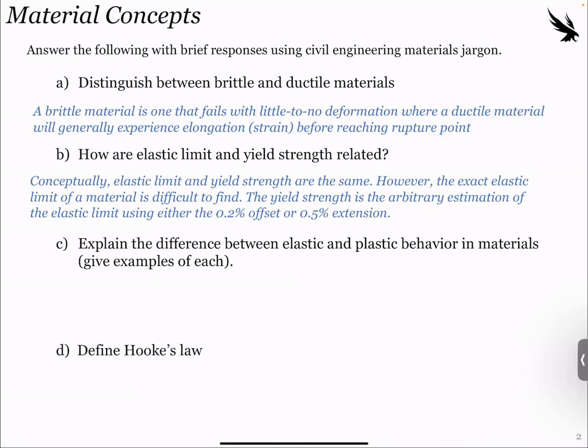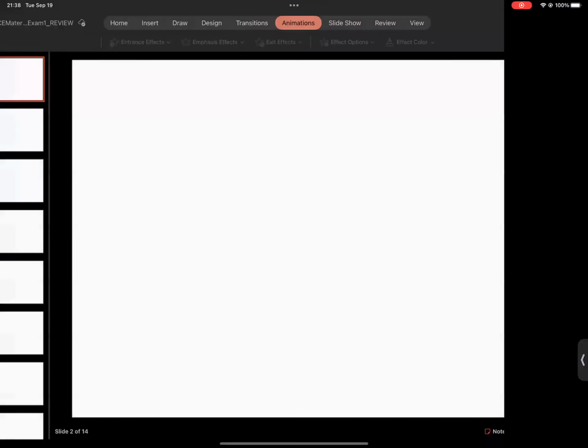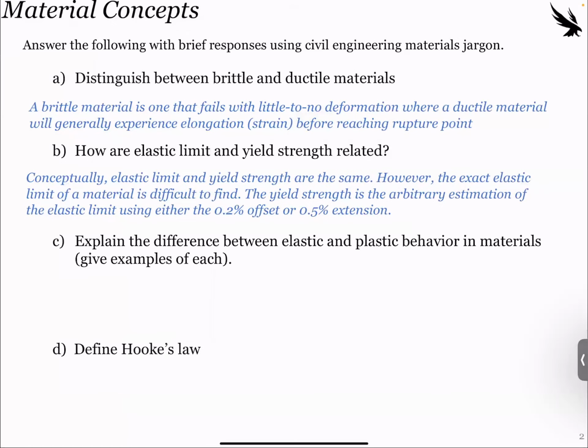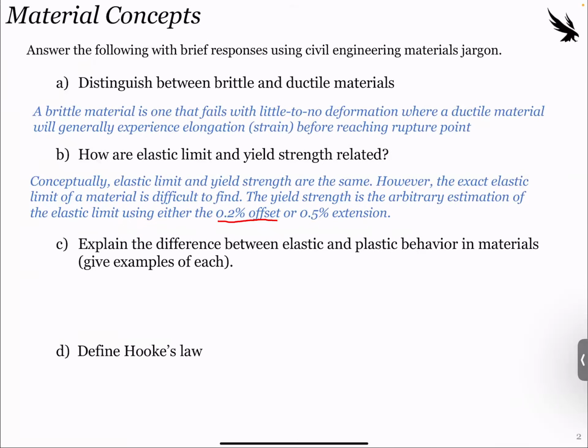However, the exact elastic limit of a material is difficult to find. So as civil engineers, we use tension tests and the UTM to create a stress strain diagram. But remember that a stress strain diagram is just a bunch of discrete individual points tied together with a function or a line. So the yield strength is this arbitrary estimation of the elastic limit using either the 0.2% offset or 0.5% extension. And I told you in this class, focus mainly on that 0.2% offset, because this is the thing that you'll see the most.